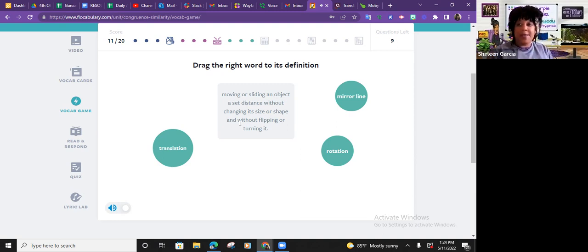This is a good beat today. Last couple of ones have been kind of ugh. When you slide to the left or slide to the right, what is that called? Mirror line, rotation, or translation?